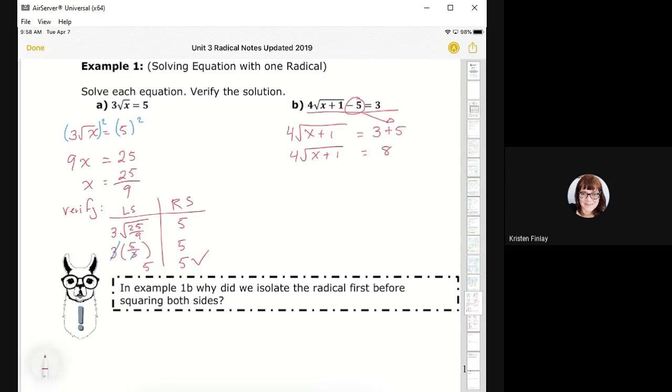And then I'm going to square both sides. Some people divide by 2 first. Doesn't matter which way you do it. You can divide by 2 first, or divide by 4 first, but you don't have to. So here I'm going to get 4 squared, which is 16, times x plus 1, which is equal to 64. Now I'm going to divide both sides by 16.